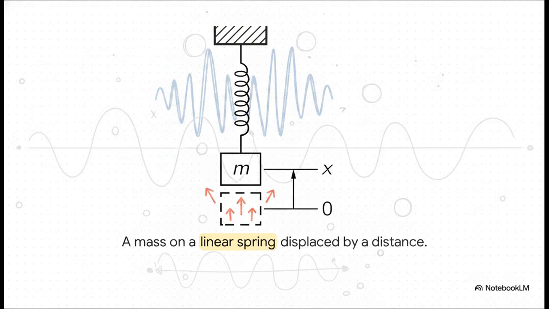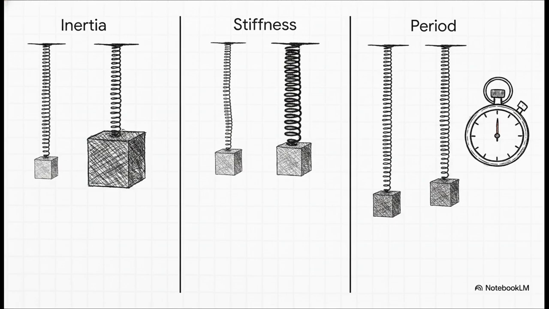Now, if we pull the mass down by a distance x, the spring gets stretched and exerts a restoring force that pulls back up. And because the spring is linear, that pulling force, and therefore the mass's acceleration, is precisely proportional to the negative of its displacement. It always wants to return home. Let's break down the mechanics here. The restoring force is pulling back exactly in proportion to how far you stretch it.